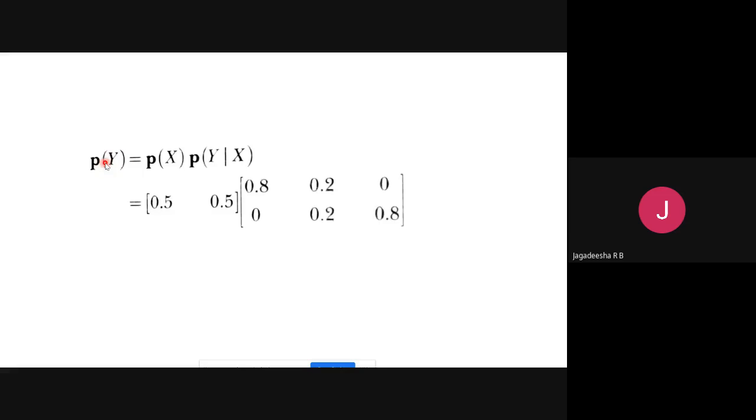Then you need to find out the output probabilities, because we know the input probabilities, that is 0.5 and 0.5, and the output probability is computed with the help of this equation. The conditional probability of the channel matrix we know already. Just find the product of these two and you should be getting the output.